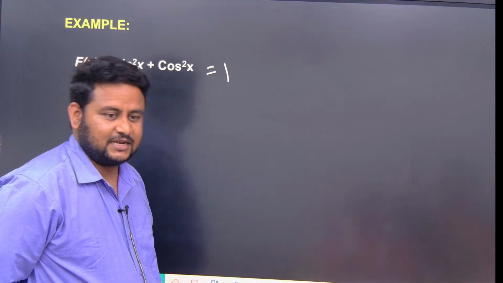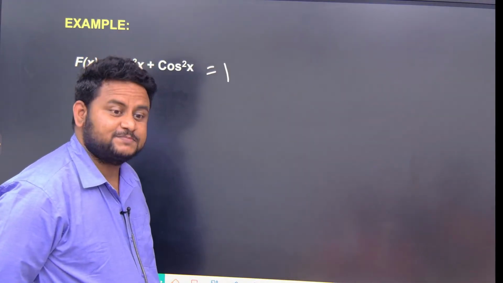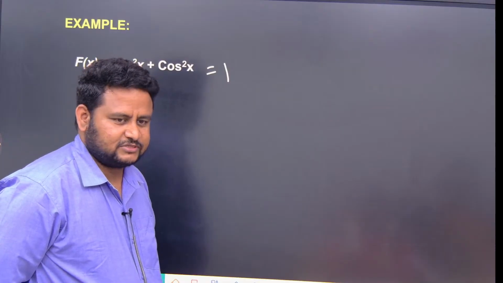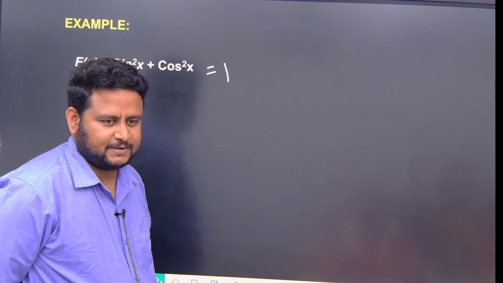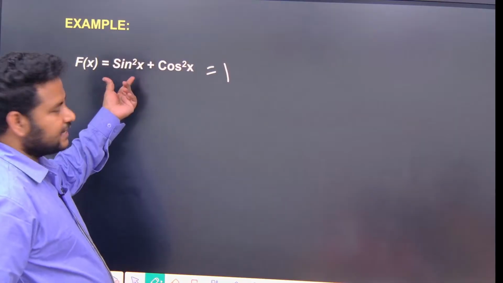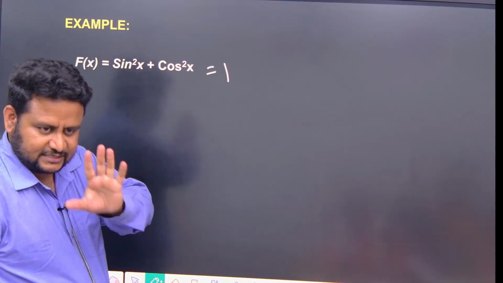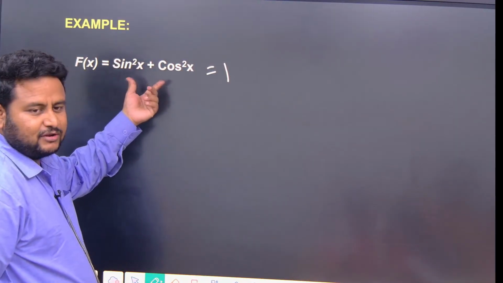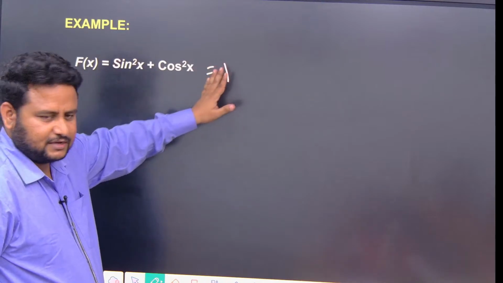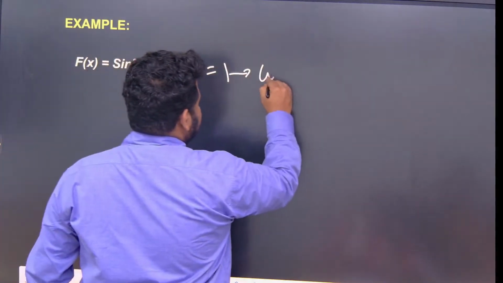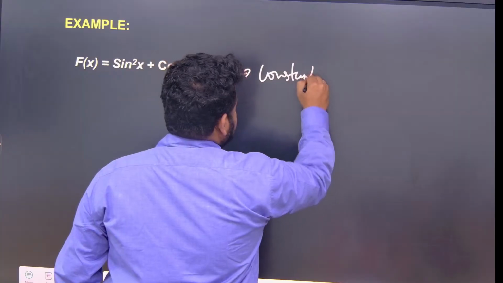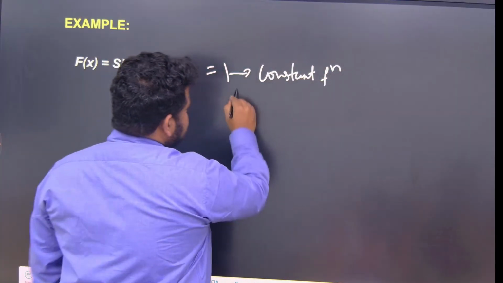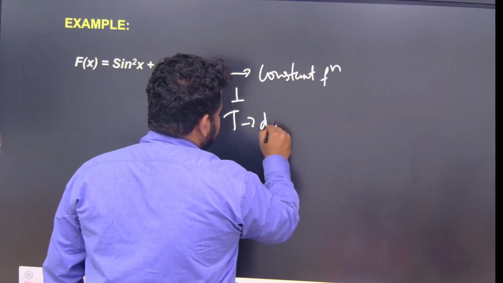If it is sin power 4x, cos power 4x, it is pi by 2. Sin power 6x, cos power 6x, it is pi by 2. But here we are directly getting the identity. What you thought is correct, but here we are directly getting the value. Sin square x plus cos square x, the value is 1. This is a constant function. Correct? Constant function. Don't write 0, write it as T does not exist, period does not exist.